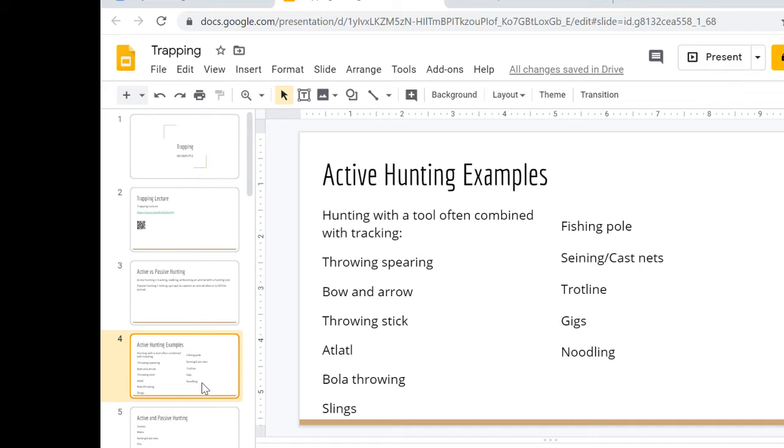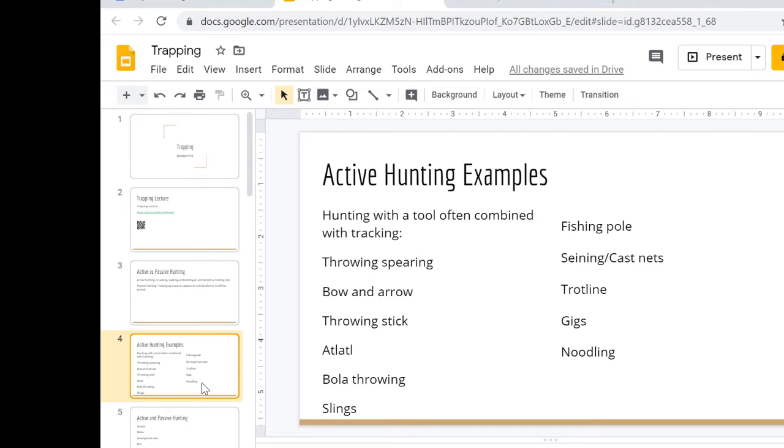A sling would be like David versus Goliath, right? He puts this rock in a sling, circles it over his head, he releases it, and sends that projectile flying. Another basic hunting implement that you can, with practice, get pretty accurate with.